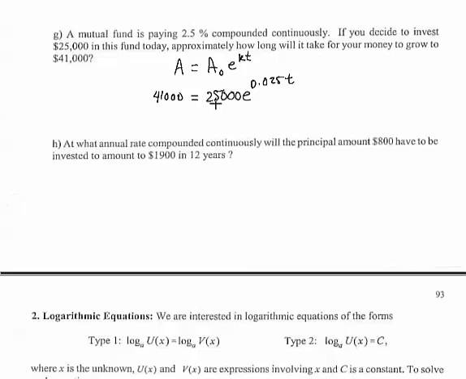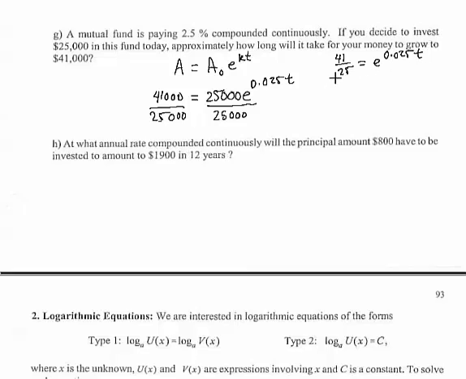To solve for t, we would now proceed in getting the exponential component by itself. We would divide by 25,000 on both sides. We'll drop the 3 zeros, dividing numerator and denominator by 1,000, so we end up with 41 over 25 equals e to the 0.025t.